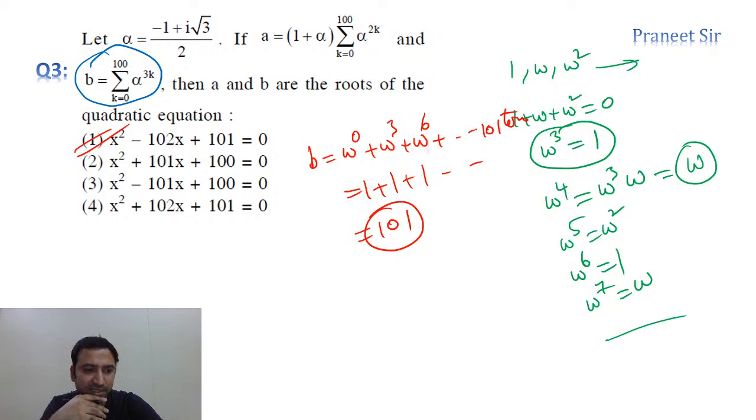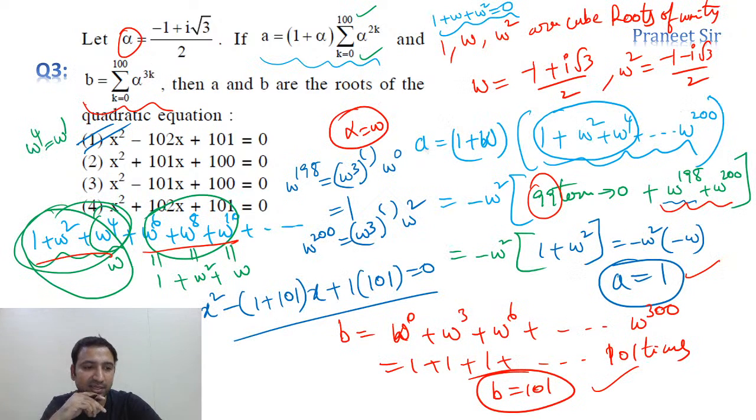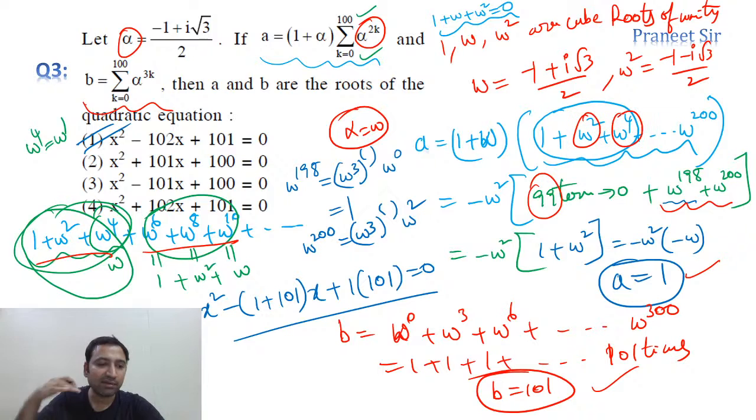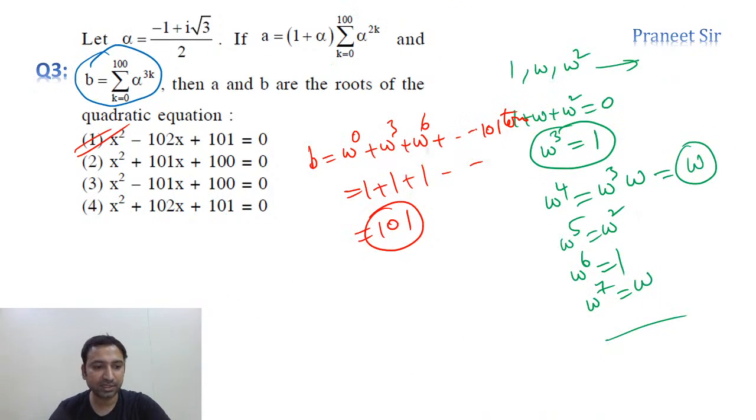Correct now? Sakir Khan, last 2 terms, why would it be 199, man? Here alpha power 2k means what? Only even powers we have. Alpha square, alpha power 4, alpha power 6, alpha power 8, alpha power 198, alpha power 200. Only even powers, no? Why would we get 199? No way we get 199. Clear?